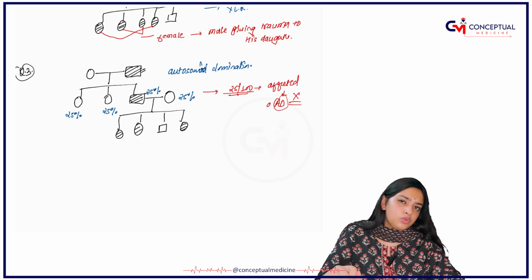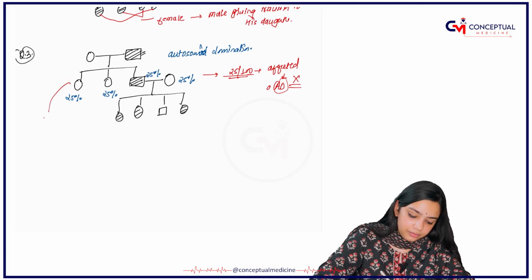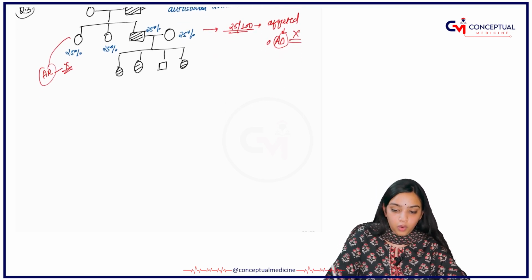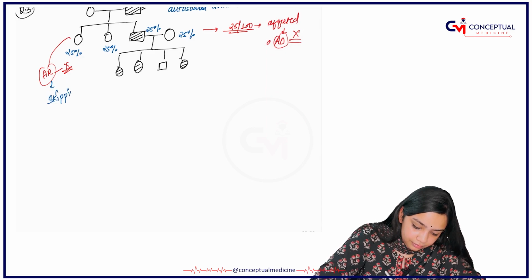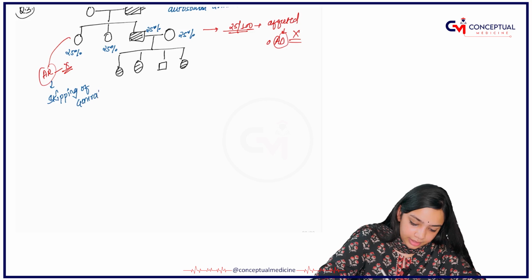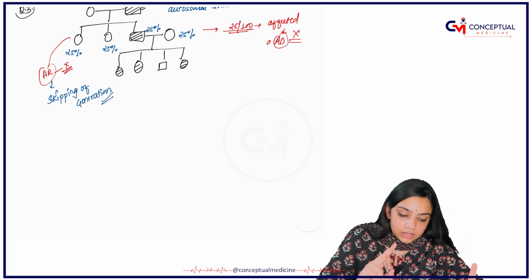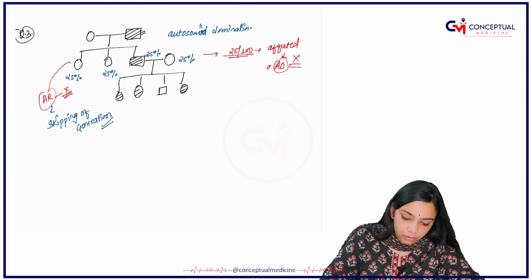Is it a case of autosomal recessive? No. Why is it not a case of autosomal recessive? Because we have seen that in autosomal recessive, there is skipping of generation. And in this figure, there is no skip of generation. So it is not autosomal recessive also.